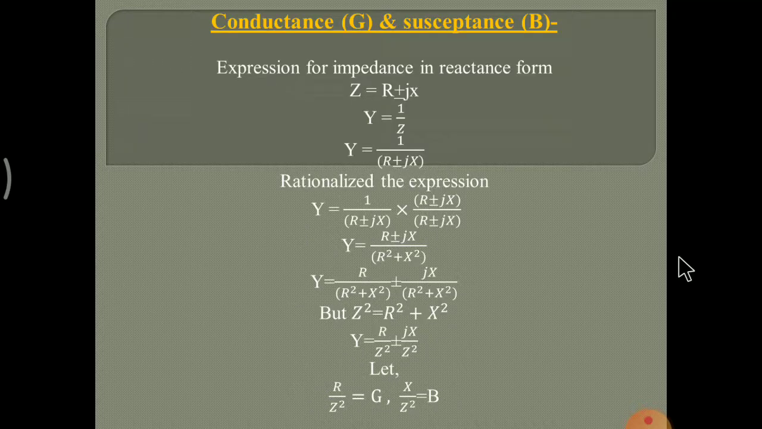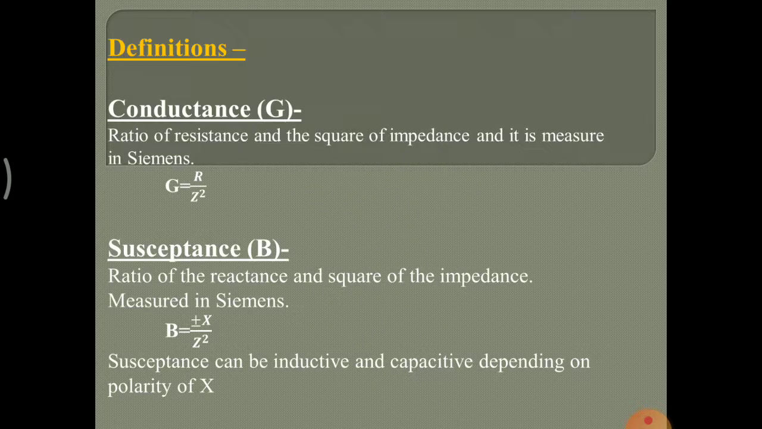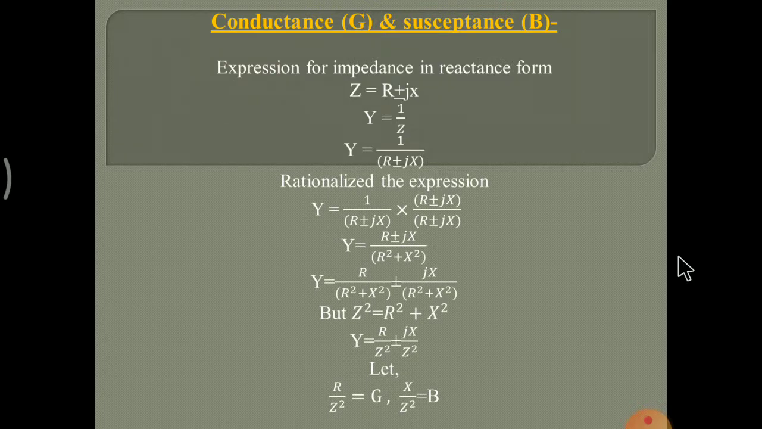Next point is conductance and susceptance. Now we see the concept of admittance. Now conductance and susceptance. Conductance is denoted by G and susceptance is denoted by B.